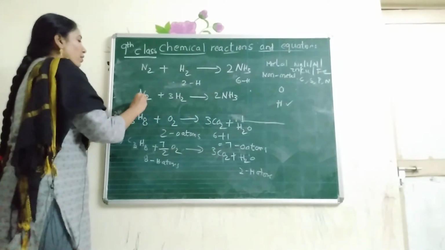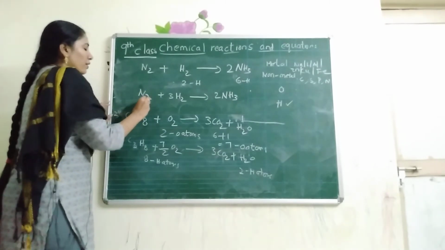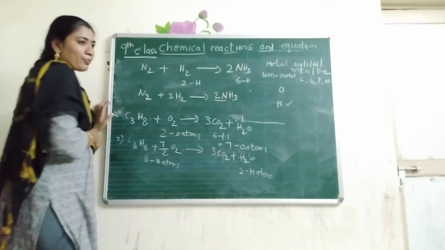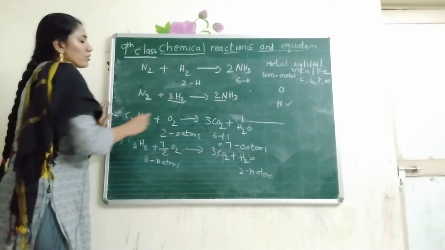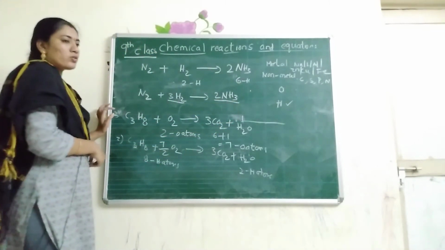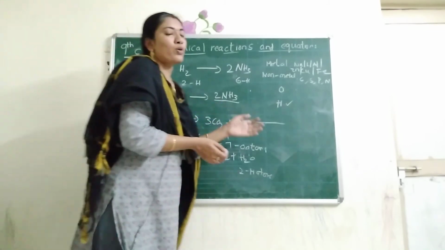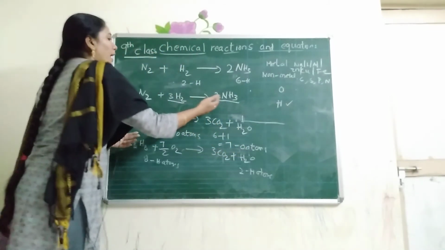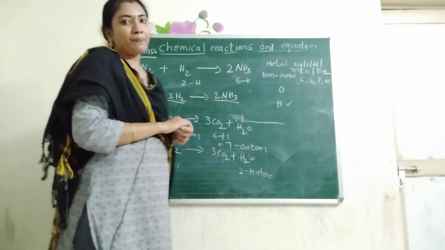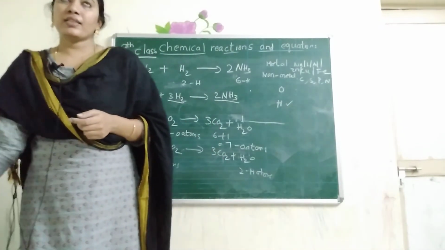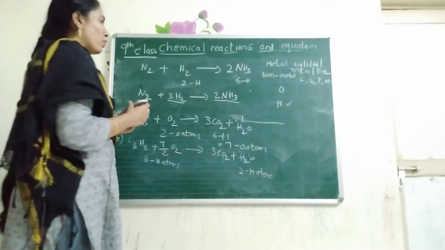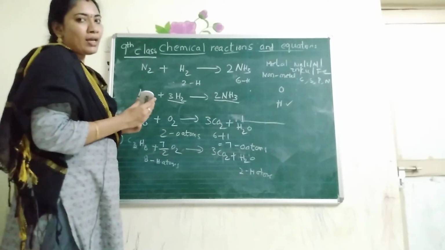Check it once. How many nitrogens are on the reactant side? 2 nitrogens on the reactant side, 2 nitrogens on the product side, 6 hydrogens on the reactant side and 6 hydrogens on the product side. So the number of atoms on the reactant side is equal to the number of atoms on the product side. So we can say that this is a balanced chemical equation, isn't it? By using this process you can easily balance any chemical equation.